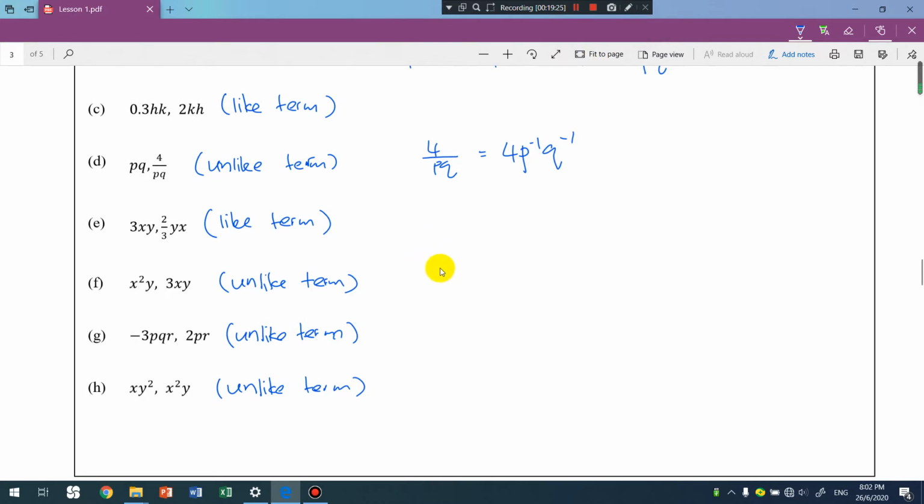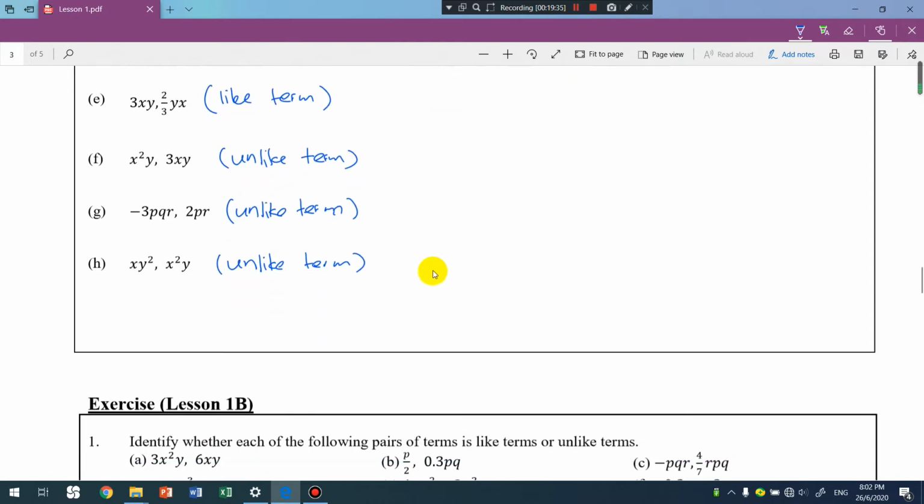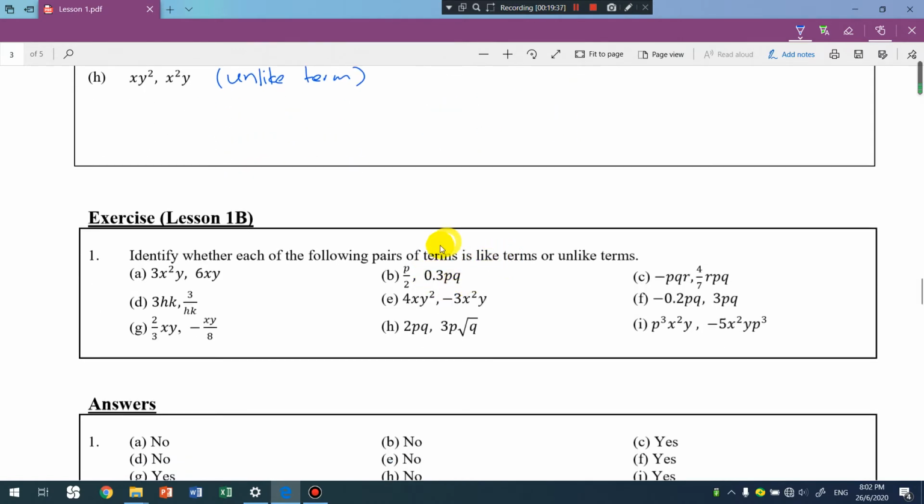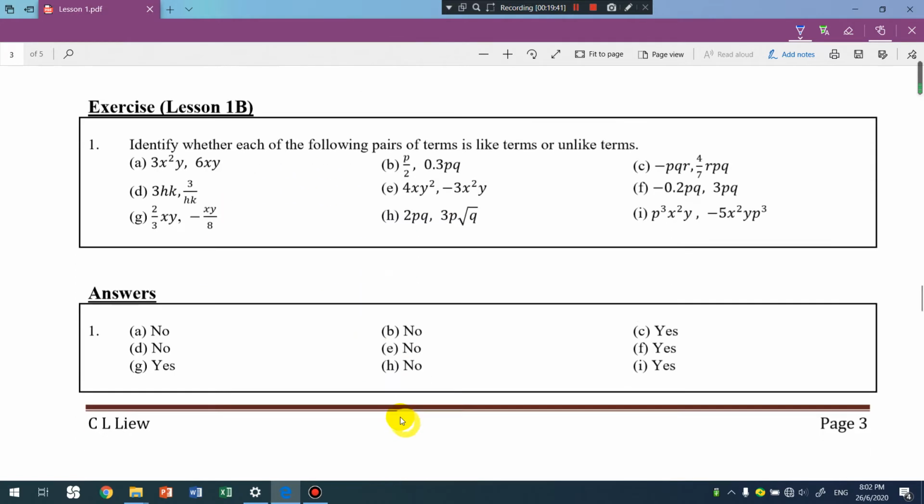unlike terms. Look at the variable. Same power, same variable will be like terms. If not that case, then it will be unlike terms. Okay, same thing here. So these are the exercises that you need to try, and all the answers are right here.